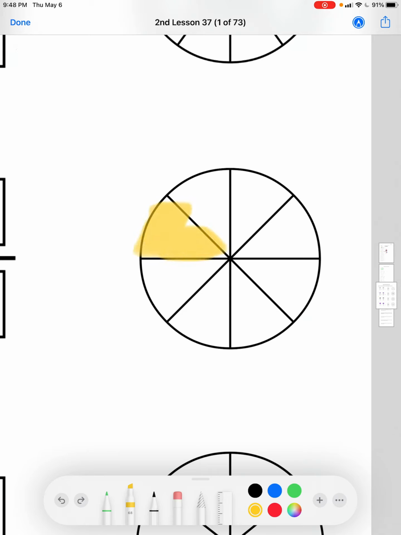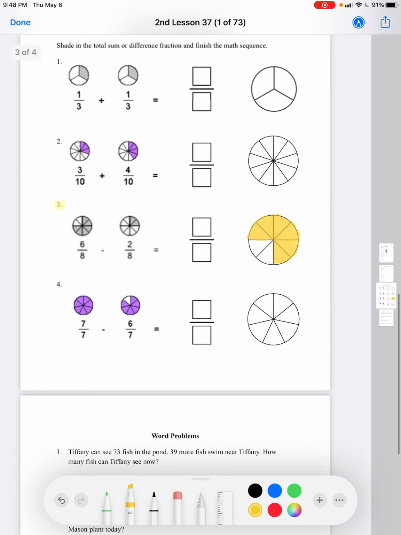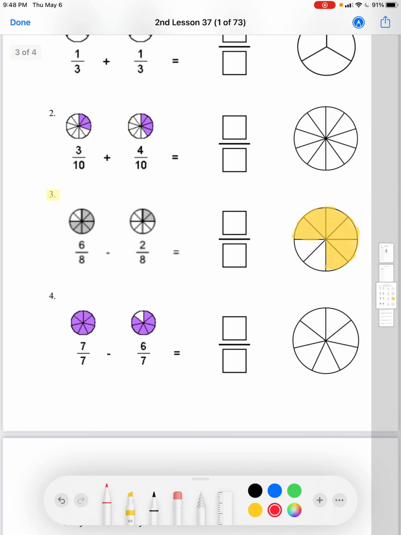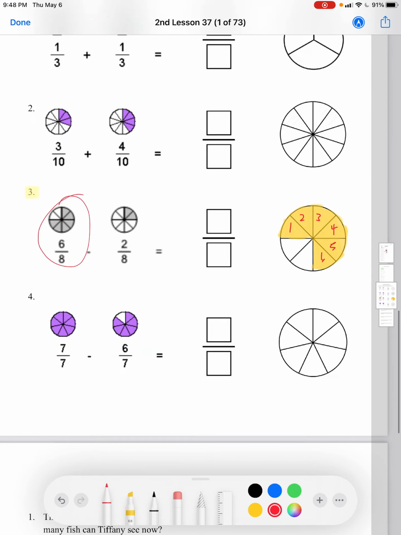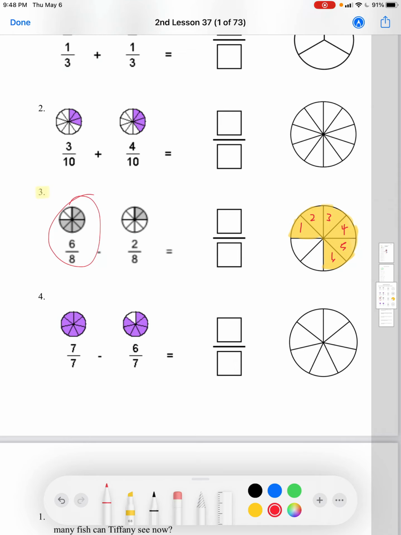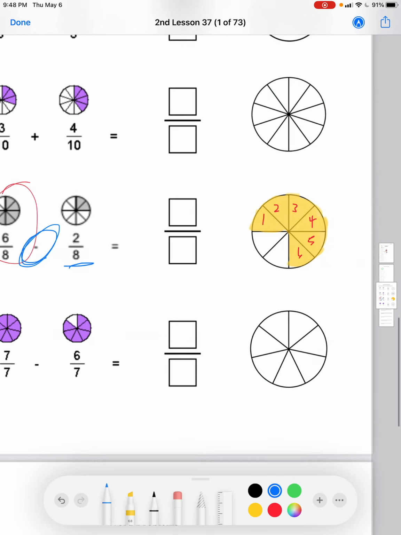1, 2, 3, 4, 5, 6. Sorry, my coloring skills are a little messy. But now we have 6/8 covered. Let's count 1, 2, 3, 4, 5, 6. It looks the same as this, 6/8. Okay, and now what we're going to do is we're going to subtract 2/8.